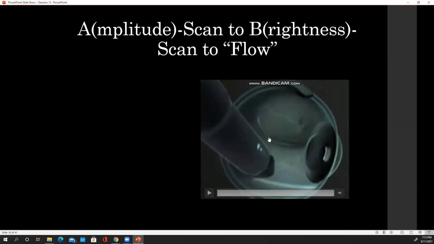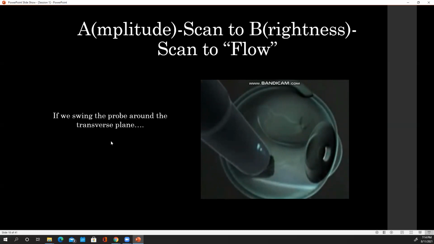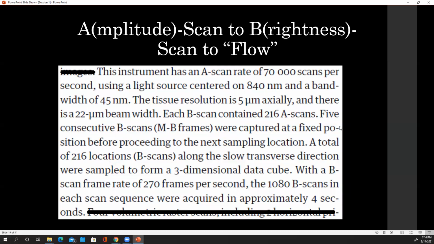Mind you, when you're doing a B scan, you're kind of actively doing this yourself. But if I had a way to show you all of the 3D images, you would just get a perfect cube, or you'd get the whole 3D of the eye if you swung it that way. So we swing the probe around the transverse plane, we get multiple B scans to create that three-dimensional image. So now we understand what a total of 216 locations, B scans, across a slow transverse direction were sampled to form a three-dimensional data cube. It makes sense. It's just from one side to another, I swept the two-dimensional probe. I got all the B scans in each of those locations, and it just so happened to be 216 that they chose as they swept across.